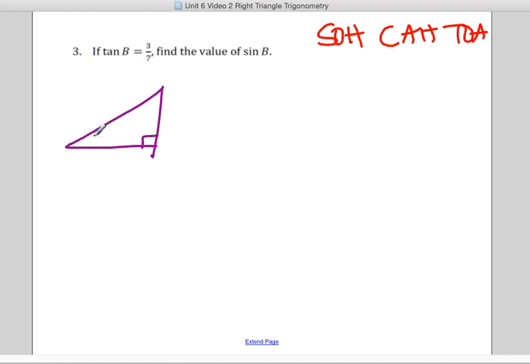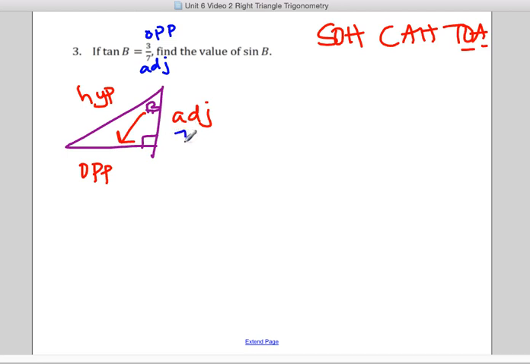If this is labeled angle, let's go ahead and label this one angle B. Now, my opposite in this case is over here. My hypotenuse is across from my right angle, and this would be my adjacent. Okay, so TOA is opposite over adjacent, so that means my opposite side is 3, my adjacent side is 7, so this is 7, and this is 3. We want to find sine, so I need to find my hypotenuse. So I use Pythagorean theorem.